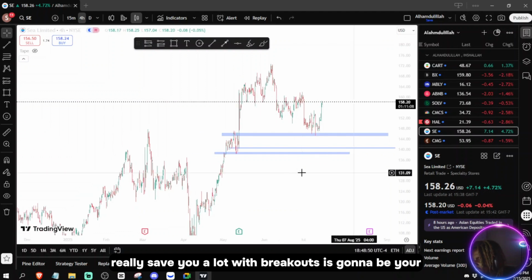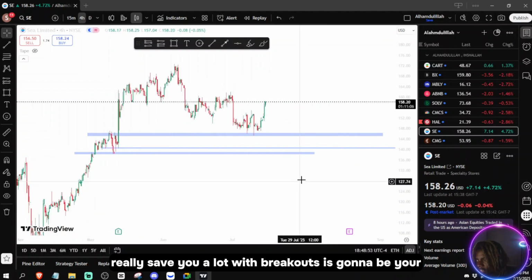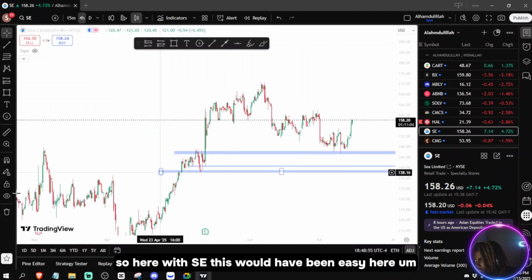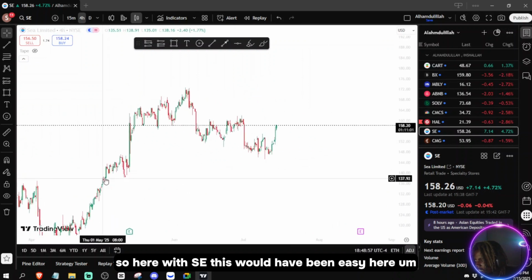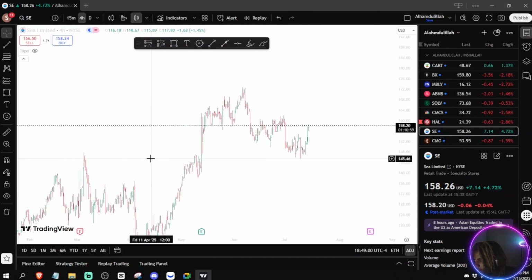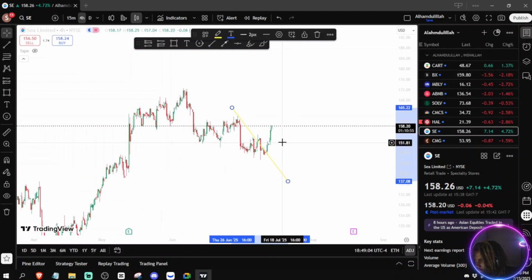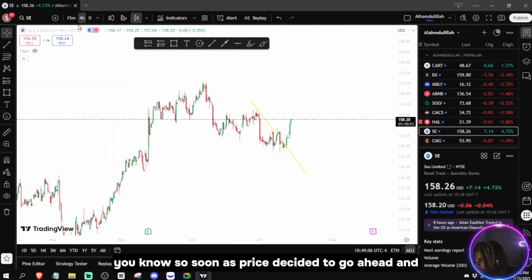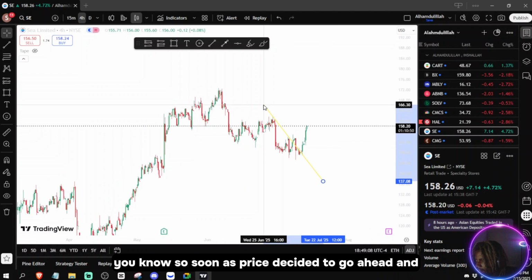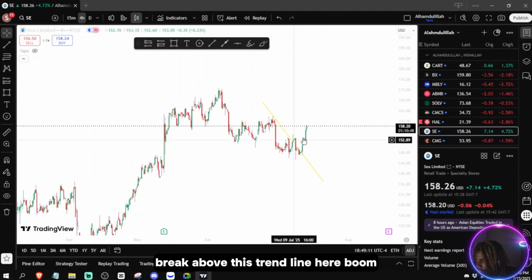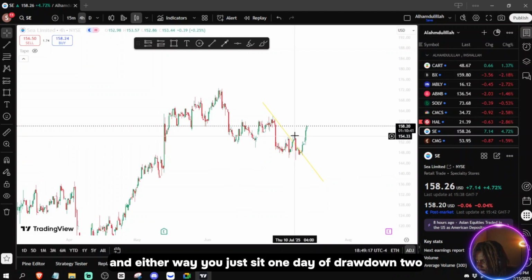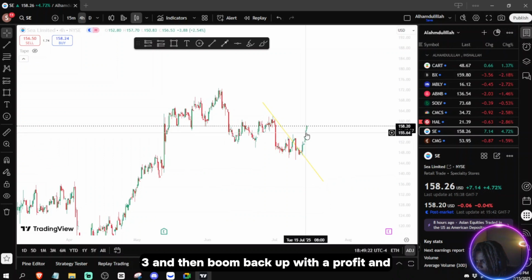And the thing that's going to really save you a lot with breakouts is going to be your closes. Okay, so here with SE, this would have been easy. This would have just been like a trend line entry, you know. So as soon as price decided to go ahead and break above this trend line here, boom, you could either wait for a 4-hour close if you want, or you could just enter right away. And either way, you just sit through 1 day of drawdown, 2, 3, and then boom, back onto the profit.